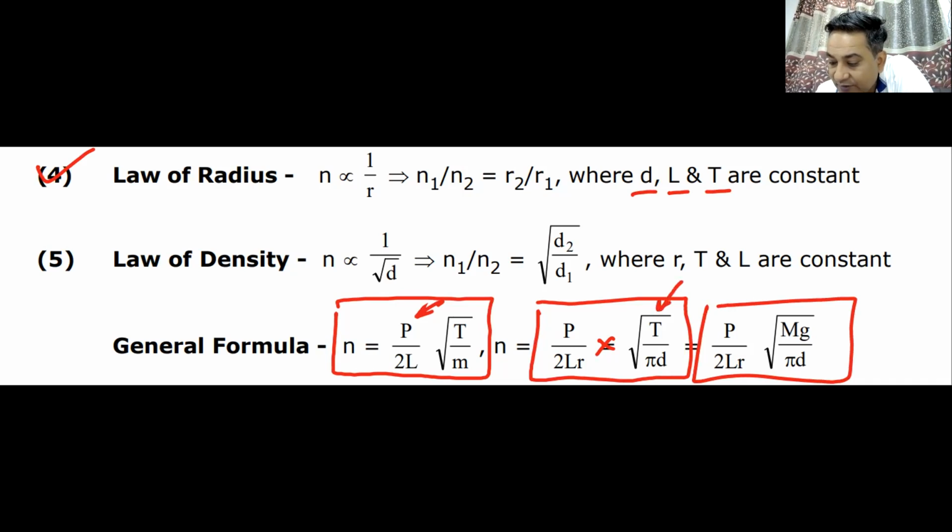This T here has been replaced by mg here. Sometimes we hang a mass to create this tension. Therefore, this tension is equal to mg. Do we understand this?